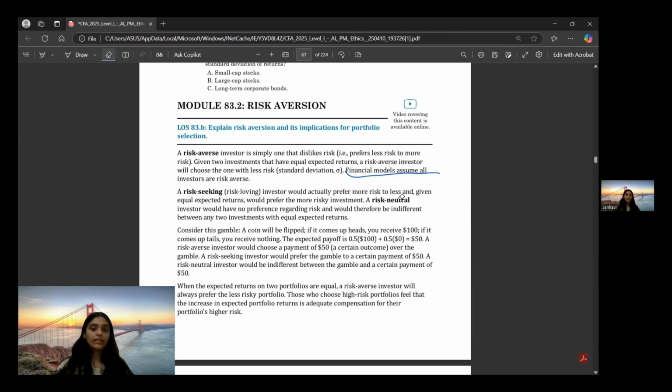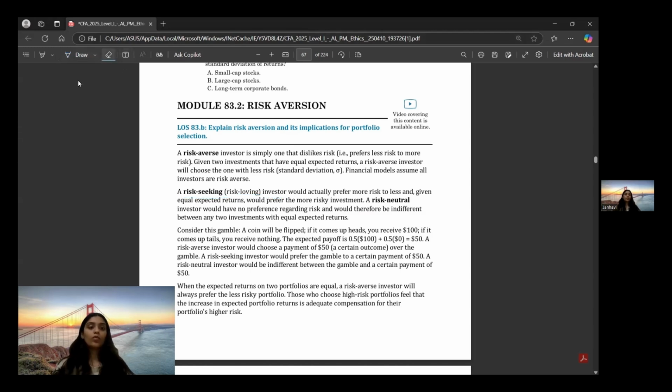Then next is a risk seeking, that is risk loving investor who prefers more risk to less. And given equal expected returns, would prefer the more risky investment. Let's take the same example. There is asset A and there is asset B. Asset A and B both are giving 10% returns. A is less risky and B is way more risky. A risk seeking or a risk loving investor would choose asset B rather than asset A.